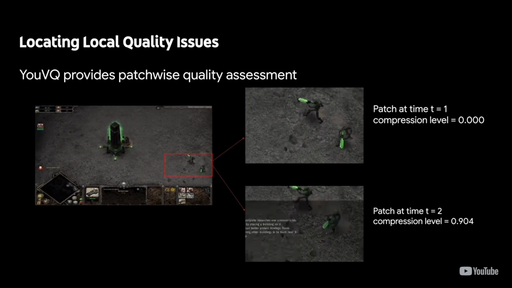YouVQ can also provide patch-based feedback to locate quality issues. As the highlighted region in this example shows, at the beginning the quality is okay, but then the text region shows heavy compression artifacts. Such a sudden quality change can also be caught by the YouVQ metric.